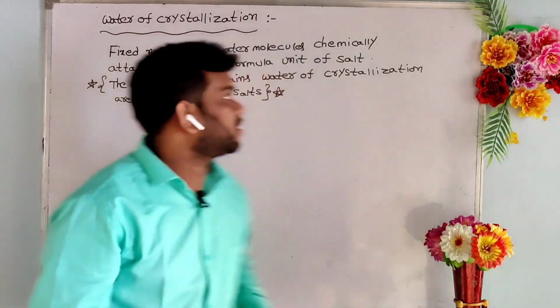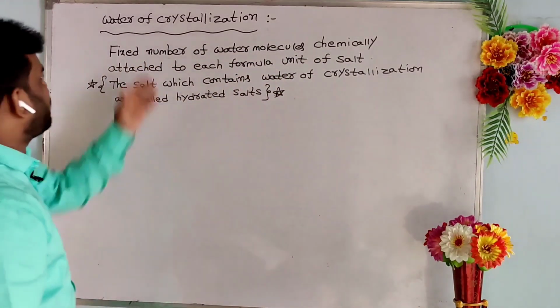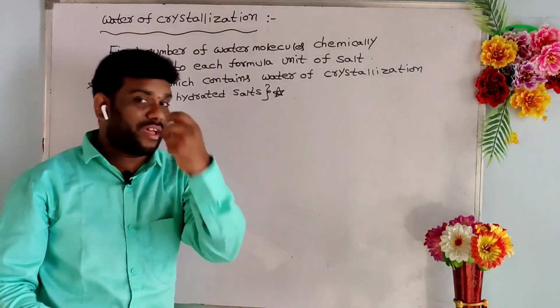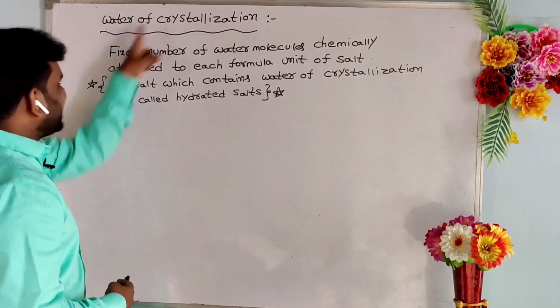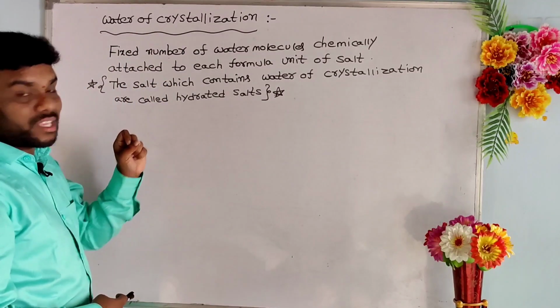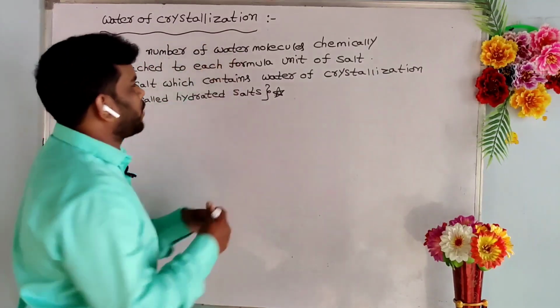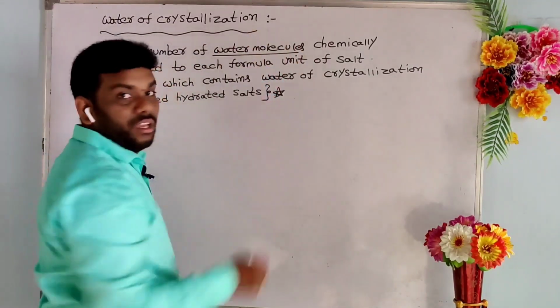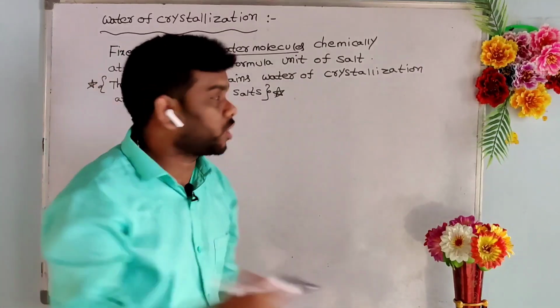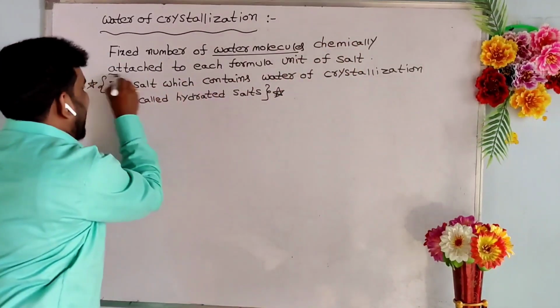Yeah, let us start. So what is the definition of water of crystallization? Very important. Water of crystallization means a fixed number of water molecules. Exactly, a fixed number of water molecules chemically attached.